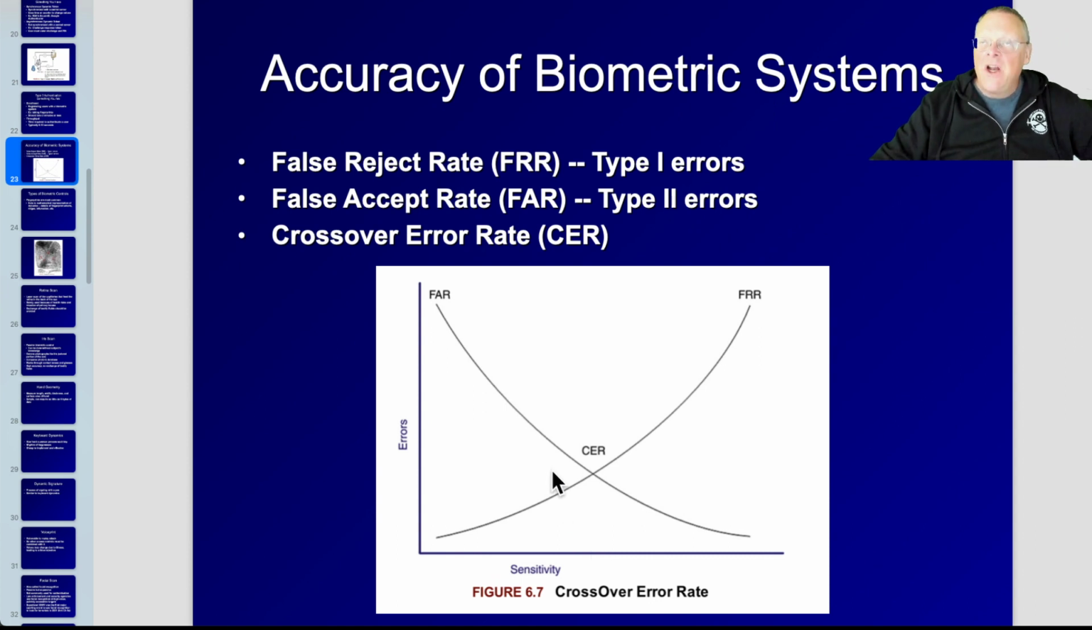And you can choose what kind of security model you have. If you prioritize availability over confidentiality, then you would move over here, where you very rarely exclude the right person, even though you sometimes let in the bad person. And if you have a high security system, you'd turn it way up here, where you irritate your authorized users by rejecting them frequently, but you have a very low chance of letting in an unauthorized person.